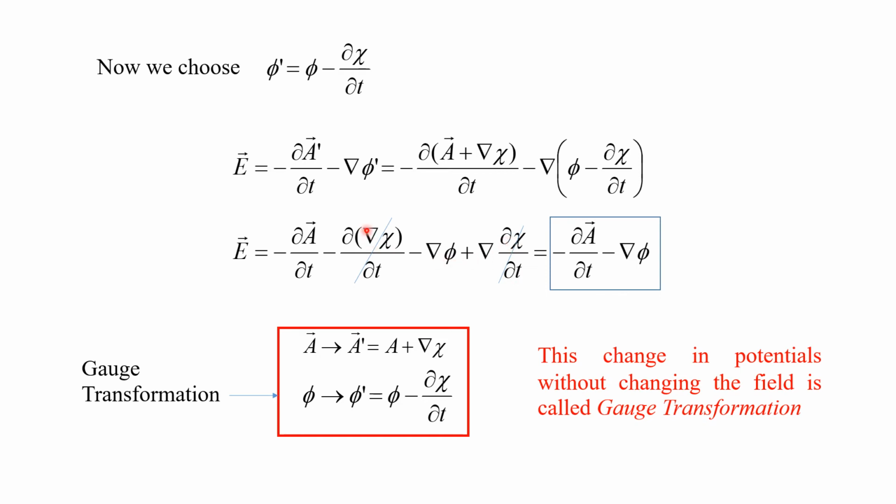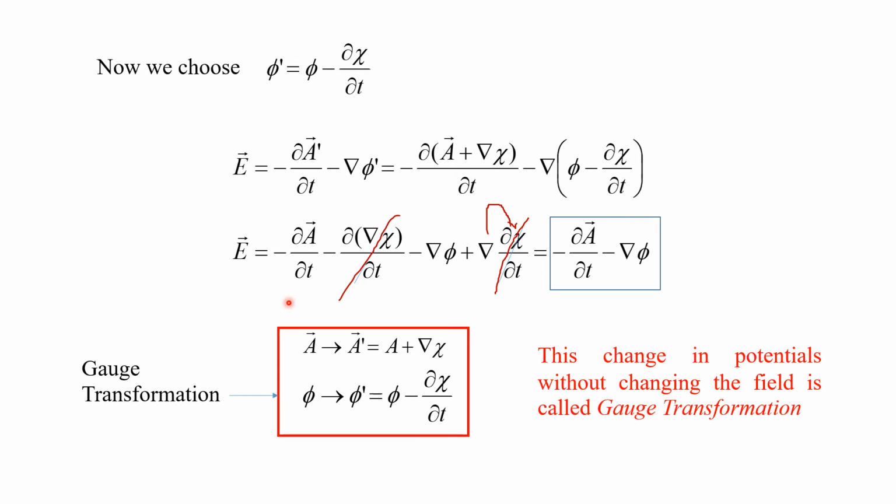Here, as I said, we can interchange the operations. That is, time derivative first, next gradient. Here you do the same thing, time derivative first and the gradient second. In that case, the second term and the fourth term will get cancelled, because we are interchanging the operators. Hence you will arrive at minus delta A over delta T minus gradient pi. That is our basic definition of the electric field. So by changing the auxiliary parameter, the electric field will not change.